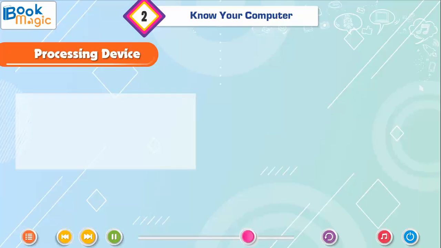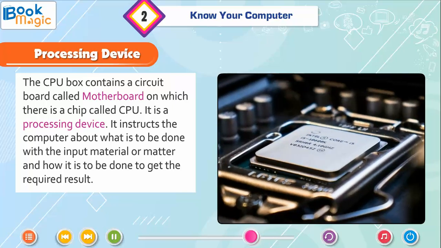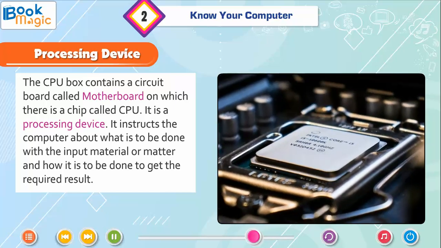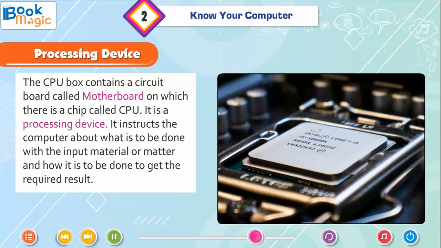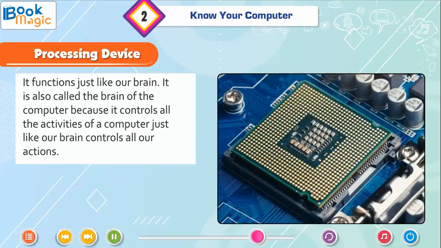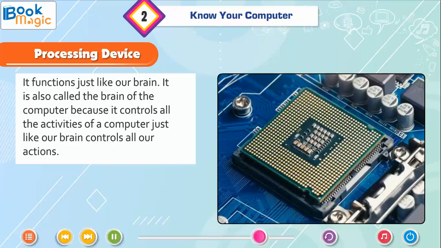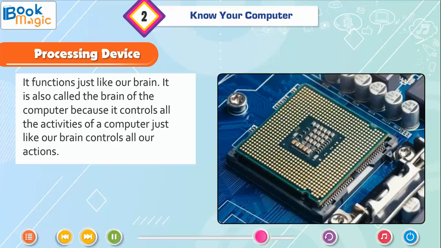Processing device. The CPU box contains a circuit board called motherboard on which there is a chip called CPU. It is a processing device. It instructs the computer about what is to be done with the input material or matter and how it is to be done to get the required result. It functions just like our brain. It is also called the brain of the computer because it controls all the activities of a computer just like our brain controls all our actions.